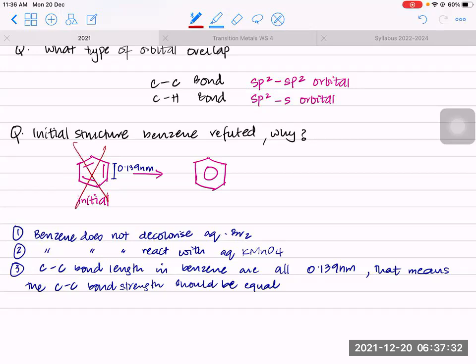So this structure was refuted because it gives you a misrepresentation of the bond strengths. All of these carbon-carbon bonds, despite being single or double, are of equal strength. This makes it seem like these should be strong because they're double, and these should be weak because they are single. But that's not true. They all have equal bond strengths because they have equal bond lengths. Because of these three reasons, this structure was rejected.